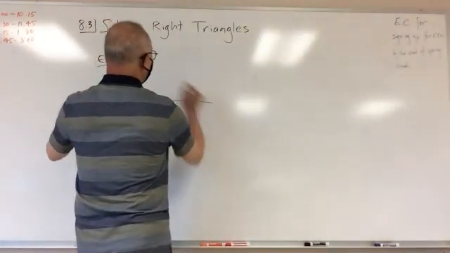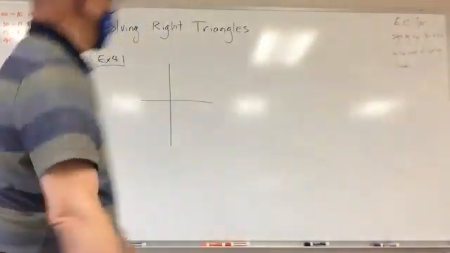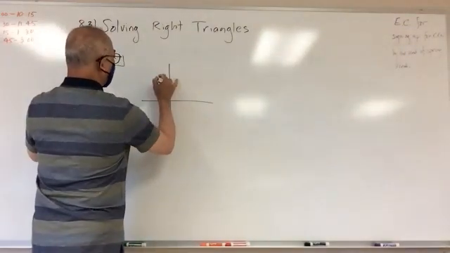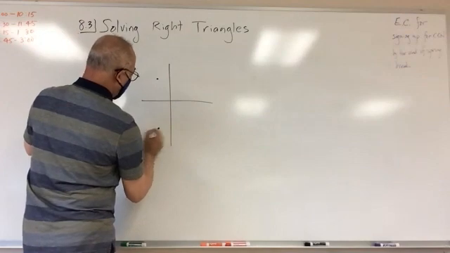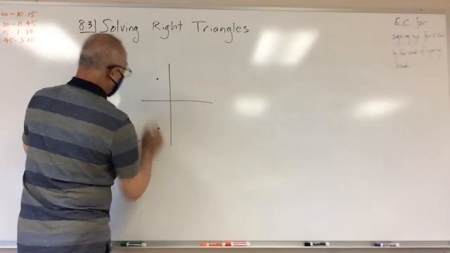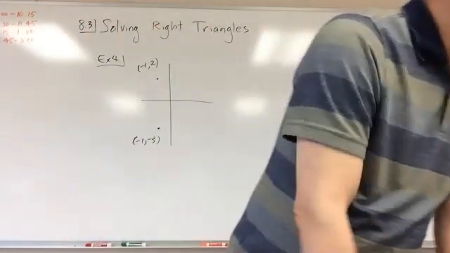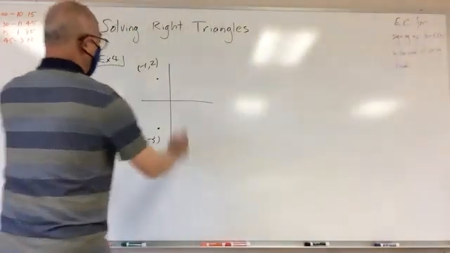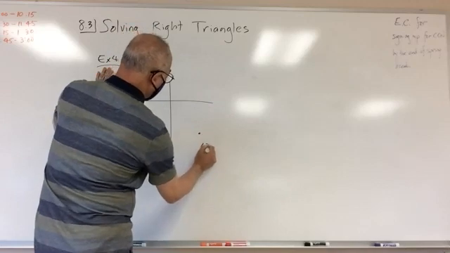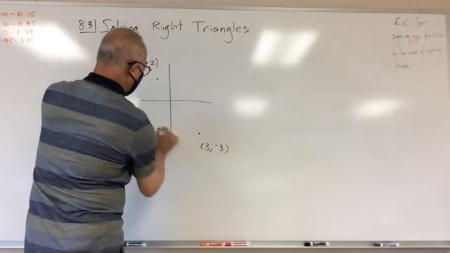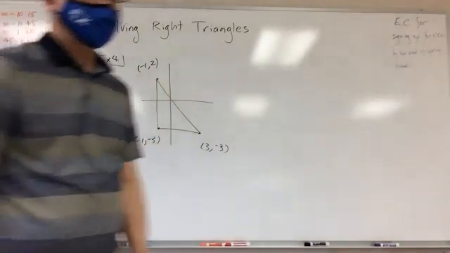So I have -1, 2, -1, -3. -1, 2. What's the last one? 3 and -3. 3, -3. So this is my triangle here.